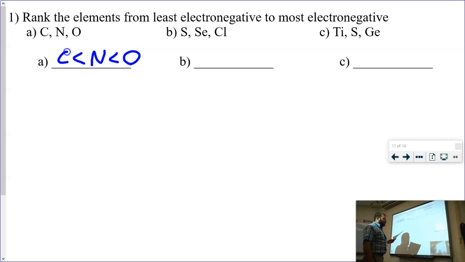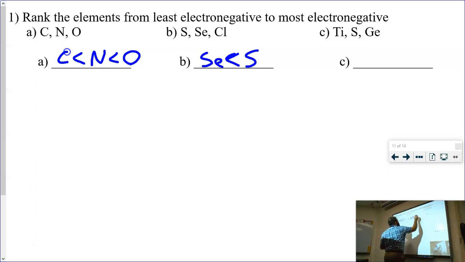All right, the next one, we have sulfur and selenium and chlorine. Now, this one's a little funky because I'm making you go up and over. We are moving a column and we're moving a row. I'm making you do both. But here's the thing to remember. The one furthest down and left is the least. The one furthest up and right is the most. So, selenium is further down and to the left than the other two. Selenium is going to have the least. Sulfur is going to be the next. And then chlorine will be the most, all right?